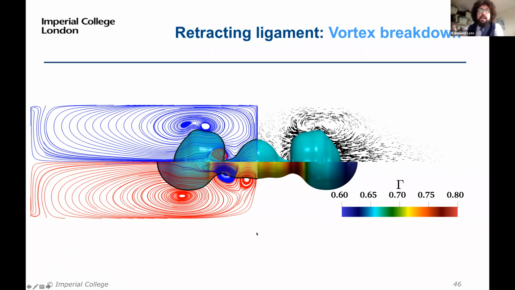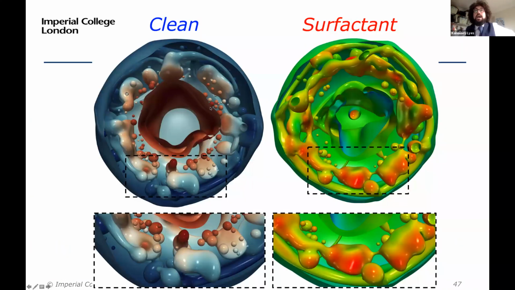And as I said, we studied this just to explain why, when you have a jet, you have bigger droplets. The bigger droplets have really to do with this, because the surfactant suppresses the pinch-off. That's why when you have clean, you have a lot of pinch-off with small droplets, whereas in the presence of surfactant, you have less pinch-off and with bigger droplets.